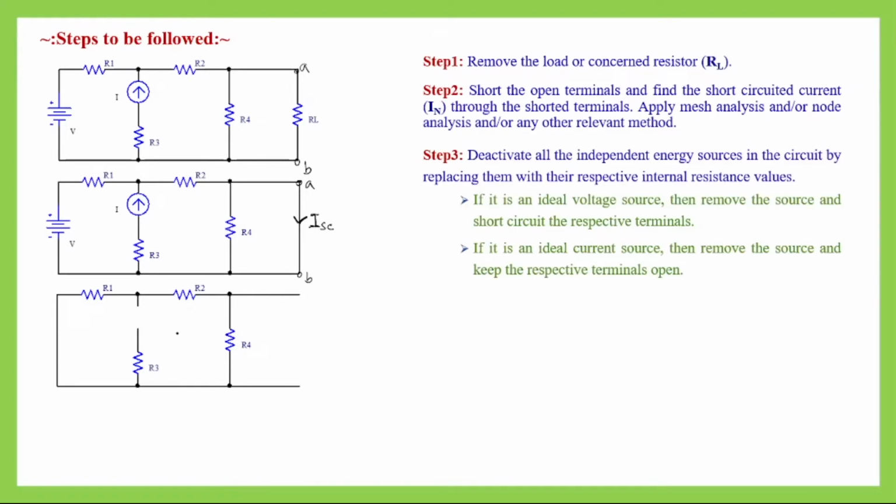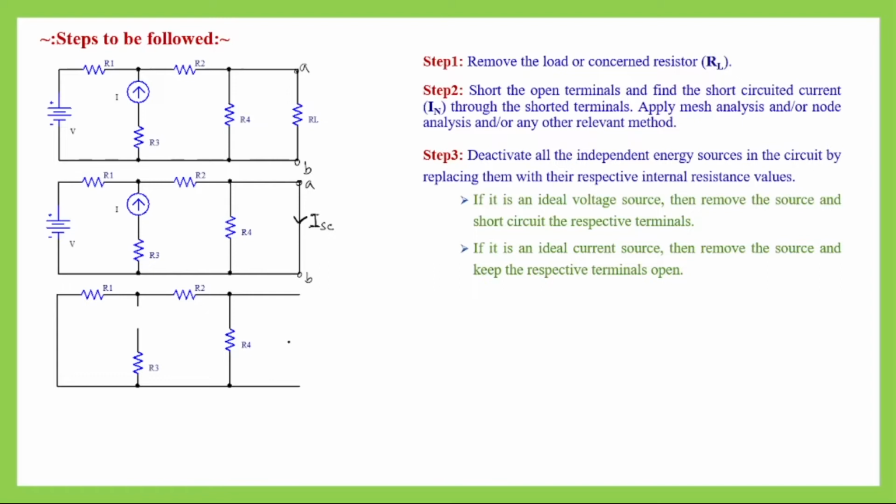Now the rule of deactivation we already know. So in this circuit, since we have an ideal voltage source here, we will simply short that path, and in the original circuit we have a current source, so we will simply open that path between those two terminals between which the current source is connected. So after deactivating the energy sources, the circuit will look like this.